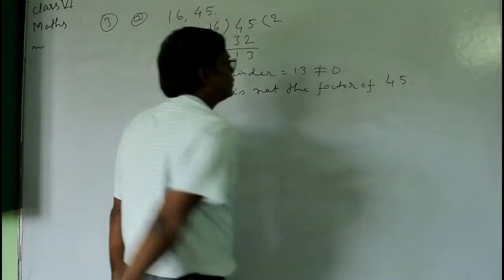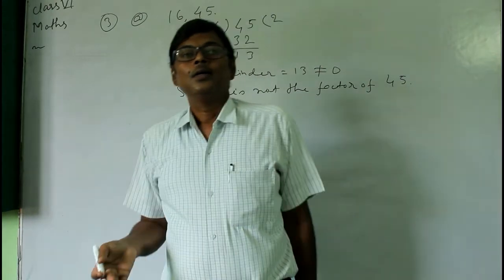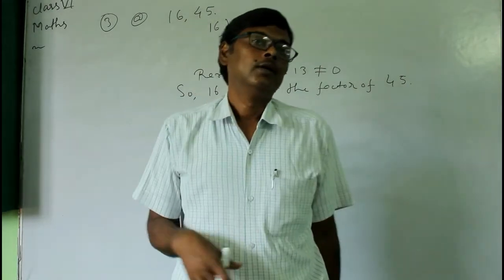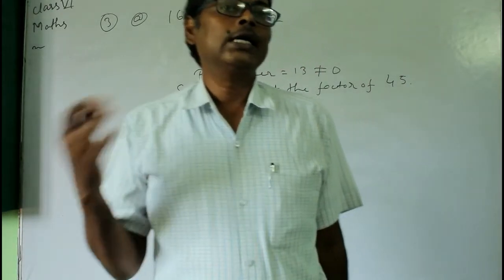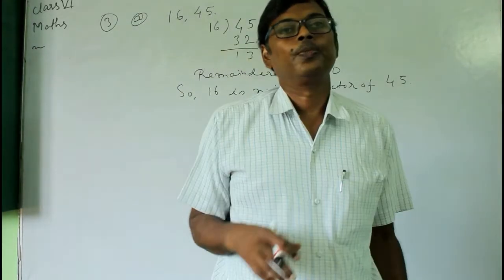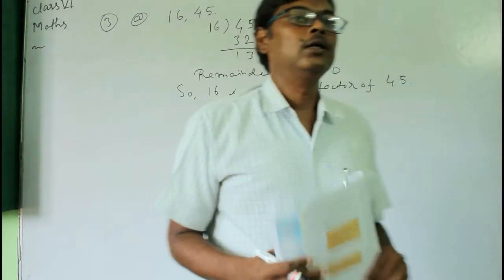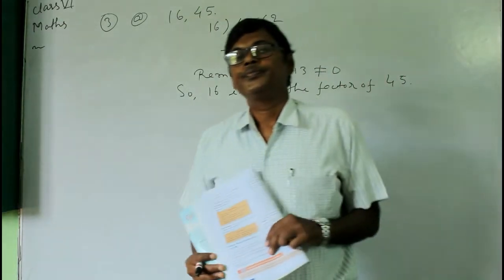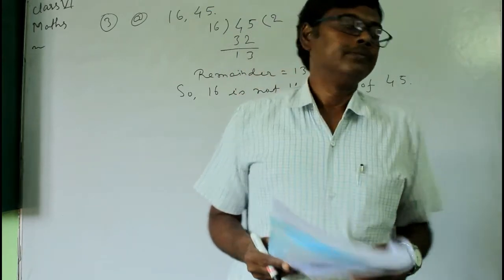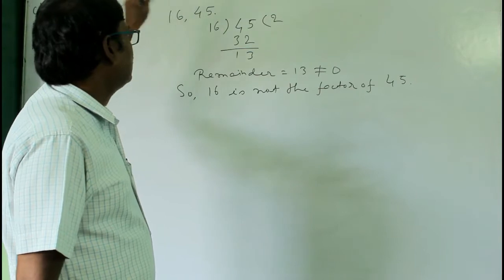One number is a factor of the other number only when the first number divides the other number exactly. That means when you divide, the remainder must be 0. When the remainder is 0, you will say that the first number is a factor of the other number. So you can find this out by division.